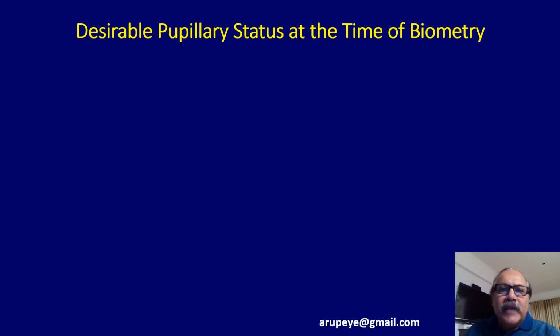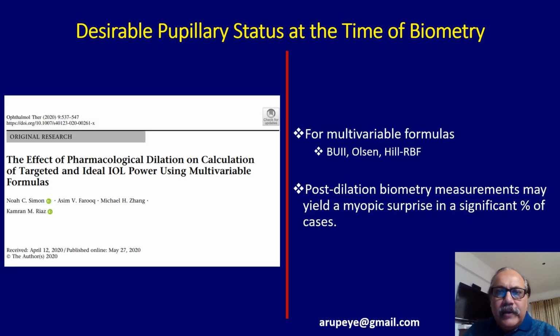So what should be the ideal pupillary size at the time of biometry? This is a question that plagues us most of the time, because sometimes, despite whatever I've said earlier, we do biometry with a pupil that is dilated. Recently there was a publication, in the middle of this year, which showed that for multivariable formulas like Barrett Universal 2, Olsen or Hill RBF, post-dilatation biometry measurement may yield a myopic surprise in a significant percentage of cases.